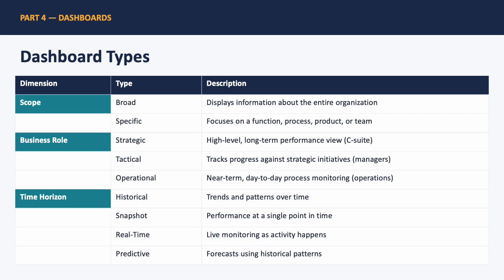In terms of time horizon, a historical dashboard looks backwards to track trends over time. A snapshot dashboard shows performance at a single point in time. A real-time dashboard monitors live activity as it happens. This is typical in contact centers or manufacturing environments. And a predictive dashboard uses historical patterns and models to forecast future performance.